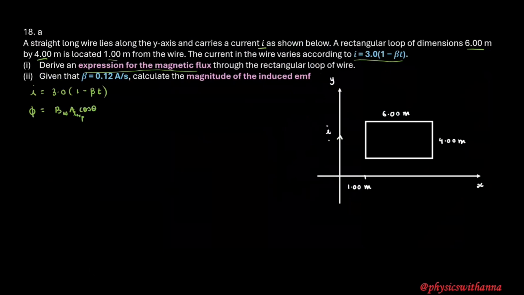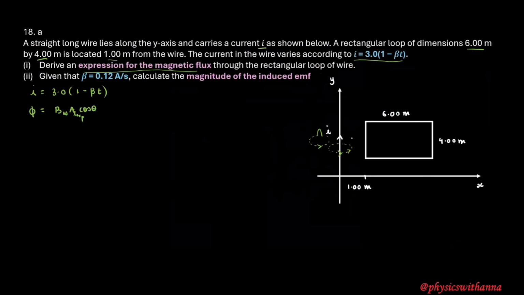Now for a straight current carrying wire, magnetic field lines are in the form of concentric circular loops. And you can find the direction of this magnetic field by using right hand rule. So if you point the thumb of your right hand in the direction of current, your fingers will curl counterclockwise, and therefore the direction of magnetic field is also counterclockwise.